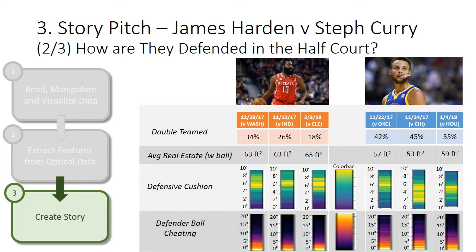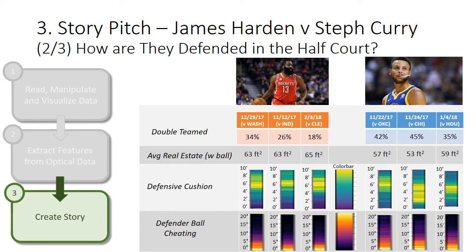The third thing I looked at was defensive cushion. So how much cushion is the defender giving each of these 2 players? These strip heat maps indicate where, in terms of footage, you see most of it. And again, you can see that they're defended in much different ways. James Harden gets a couple feet more cushion than Steph Curry does, and I think that fits your intuitive understanding of how they play the game.